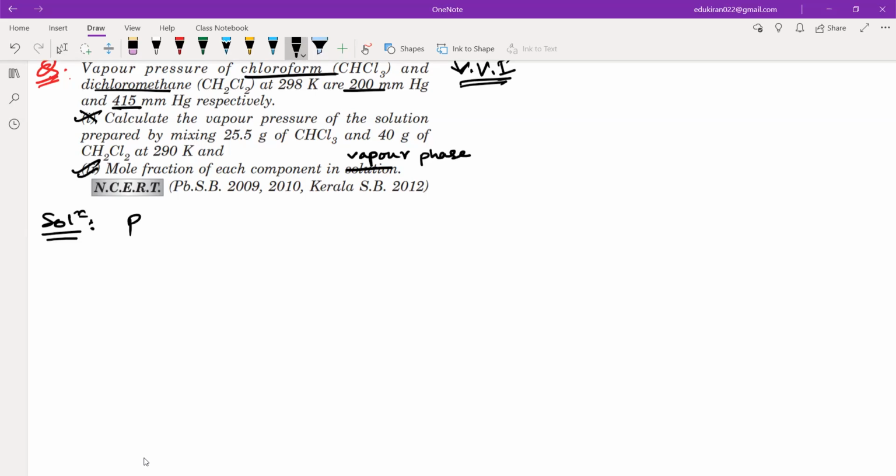So pure chloroform, P naught of CHCl3, they have given us as 200 mm of Hg. Okay? And then next thing is 415, that is for P naught of CH2Cl2. It is given as 415 mm of Hg. So this is one of the pieces of information that they have given.